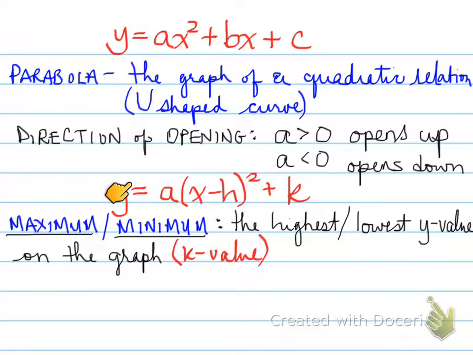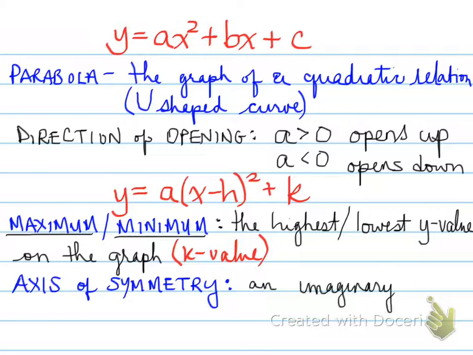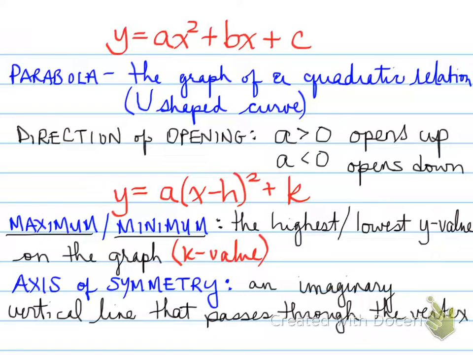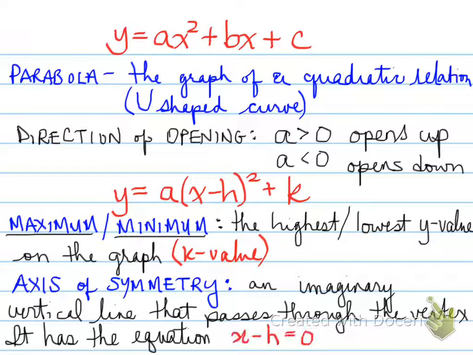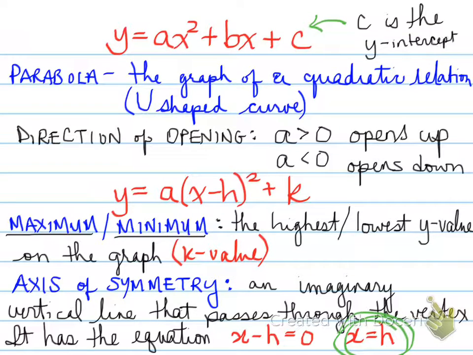What else does this form tell us? Well, it tells us the axis of symmetry. An axis of symmetry is an imaginary vertical line that passes through the vertex. And that equation is x equals h. It has the equation x minus h equals 0, so we can set the bracket equal to 0, because that's what you're essentially doing. So that means x equals h. That's what I was talking about earlier.